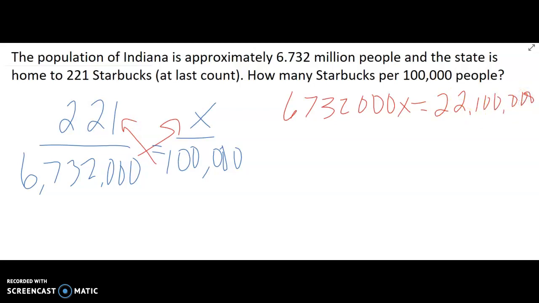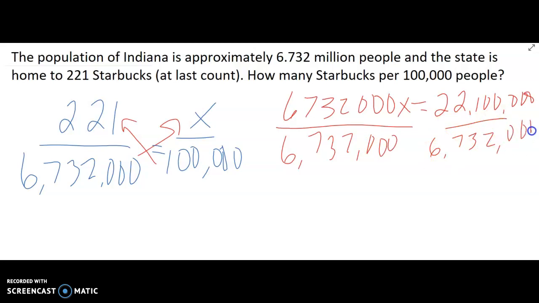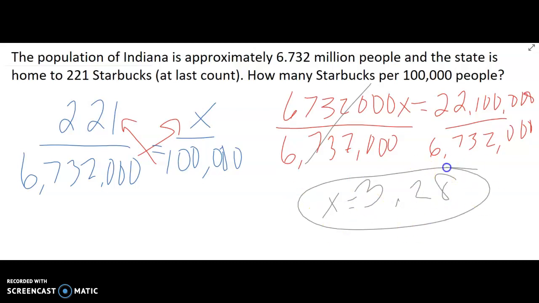22,100,000. And I want to get x by itself, so I divide both sides. Make sure that your numbers are a little bit nicer than mine. And then we end up with this ratio. When I reduce it down here and round, I get approximately 3.28. So if you think about taking the population of Indiana, and if we narrow it down to just fill up a football stadium, 100,000 people, right? So this is like Ohio Stadium or Michigan Stadium. There would be approximately 3 Starbucks to service all of those people. That's kind of the relationship between.